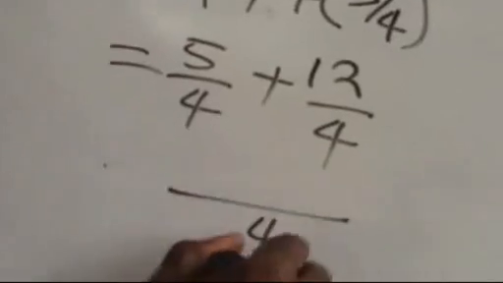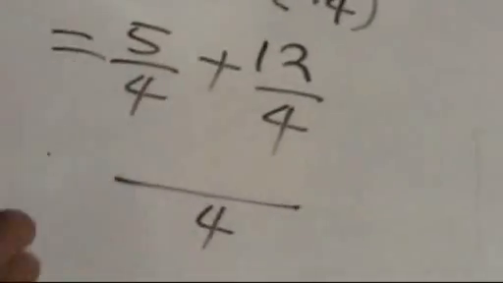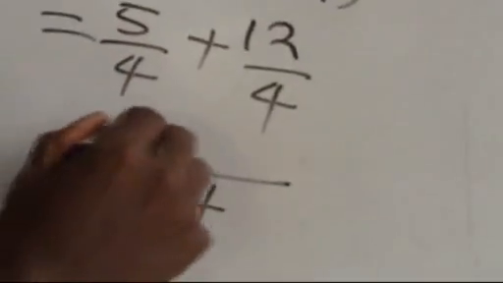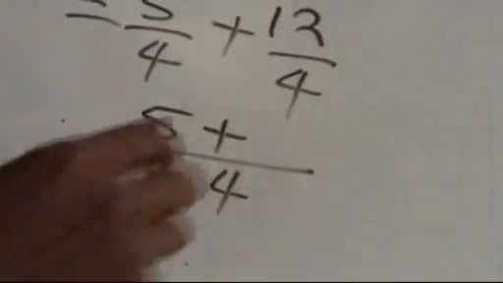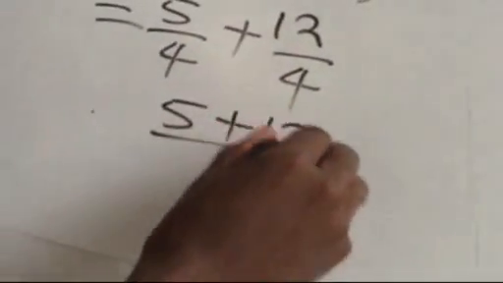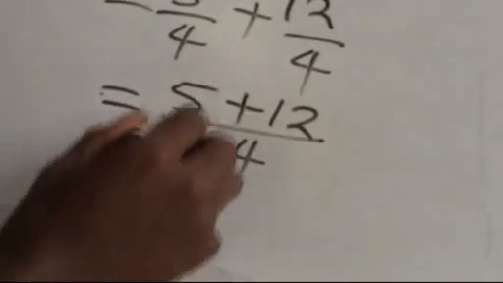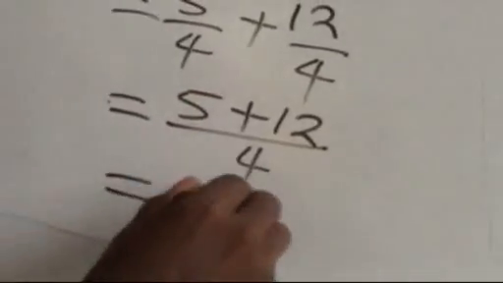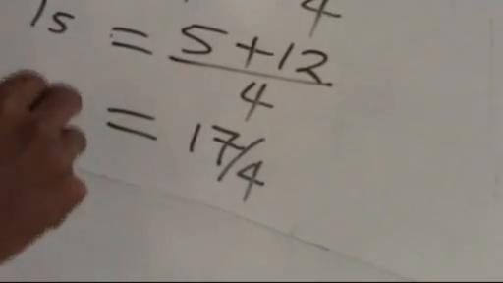LCM of 4 and 4 is 4. 4 divided by 4 will have 1. 1 times 5 will have 5, plus 4 divided by 4 will have 1, 1 times 12 here will have 12. This will give us 5 plus 12 is 17 divided by 4. That is the value of T5, which is the fifth pole.